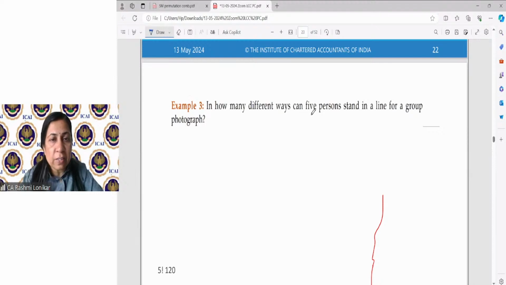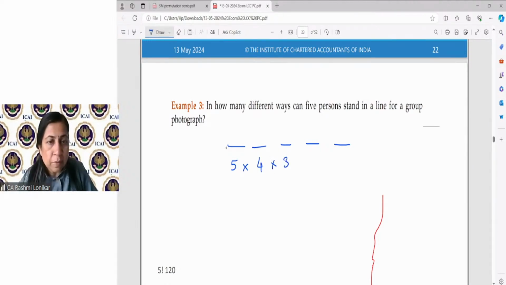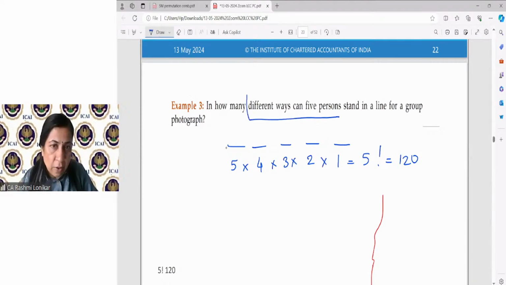In how many different ways can 5 people stand in a line for a group photograph? Okay, so there are 5 places: 1, 2, 3, 4, 5. How many students can stand over here? 5. Once one student has stood over here, this place can be occupied by one of the 4 people. Then this can be occupied by 3, 2, or 1. So this is 5 into 4 into 3 into 2 into 1, which is 5 factorial. And the answer is how much? 120.